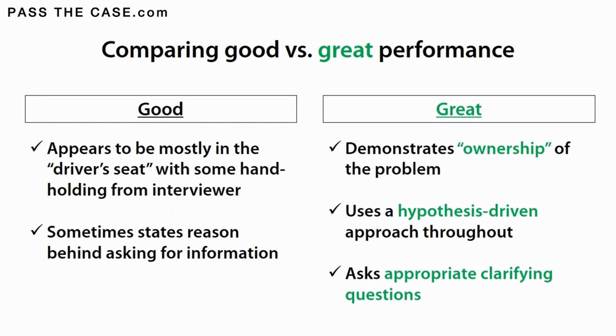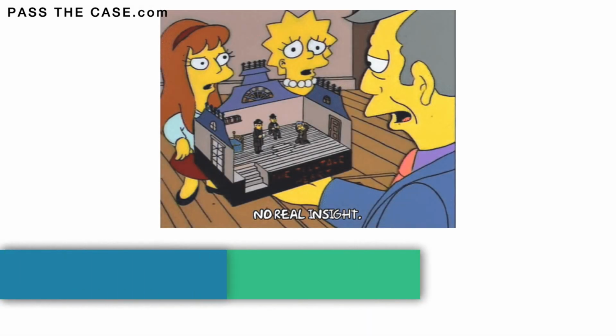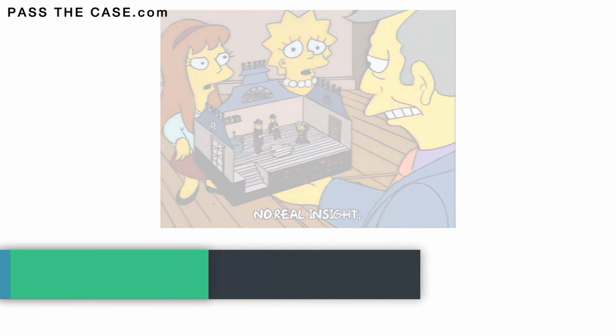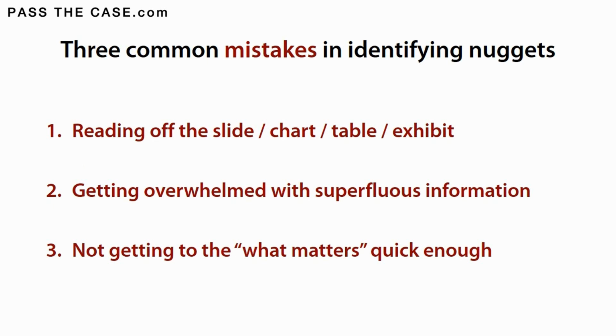Now that you have the three strategies of how to be great at examining and uncovering, it's very important that you understand the difference between good versus great in examining and uncovering. I found that candidates typically make three types of mistakes in identifying nuggets.